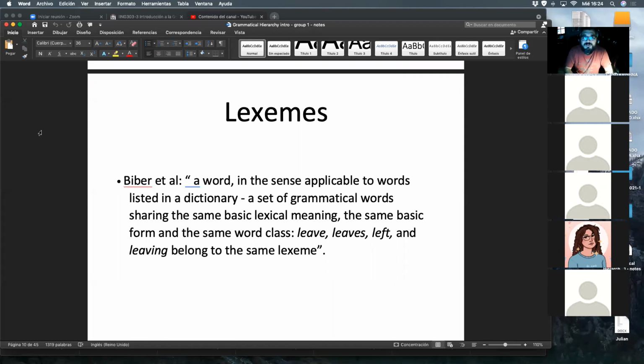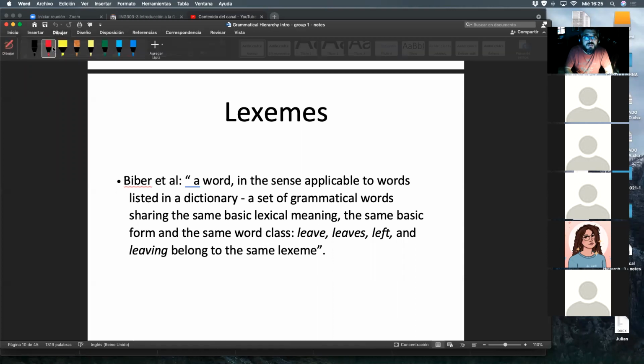So the very first stuff I'm going to say about this is the fact that lexemes is what some other people call words, right? Words. And in Biber, it says that a lexeme is a word in the sense applicable to words listed in a dictionary. So therefore, there are certain restrictions. That is to say, a set of grammatical words sharing the same basic lexical meaning, the same basic form, and the same word class. Leave, leaves, left, and leaving belong to the same lexeme.